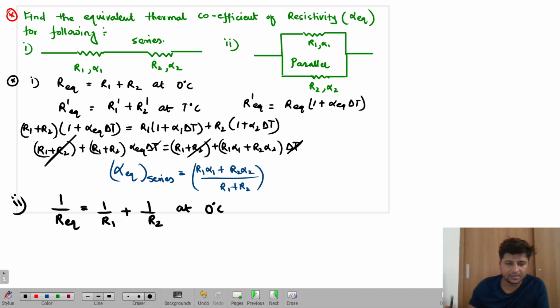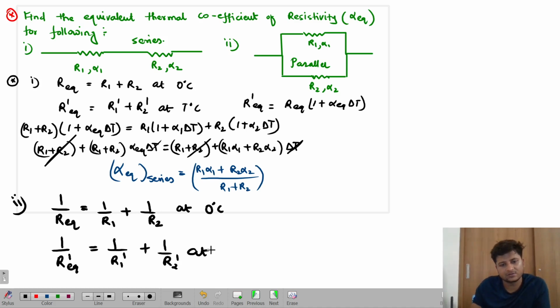At 0 degree centigrade. Now, at random temperature, it is R dash, R1 dash, R2 dash at T degree centigrade. Is that clear? So can I move ahead?